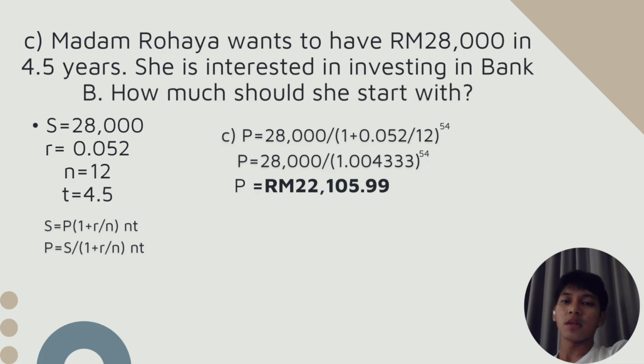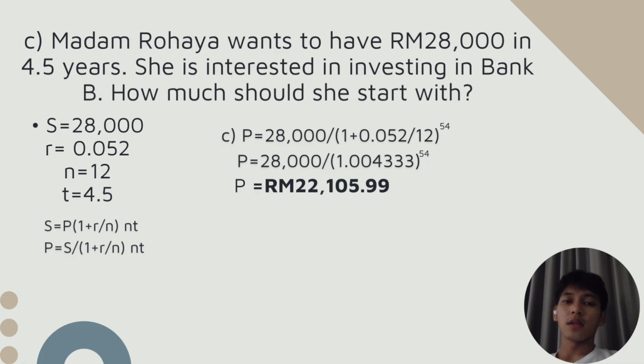For this particular question, we have to use the same formula, which is S equals P bracket 1 plus R over N power of NT. But in order to find P, we have to switch the formula. We have to change the basic formula to a more complex one, which is P equals S over open bracket 1 plus R over N close bracket power of NT.